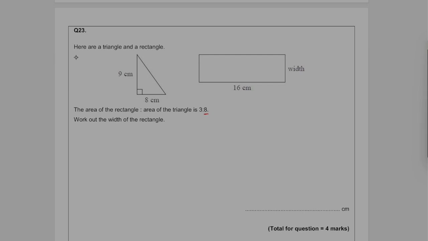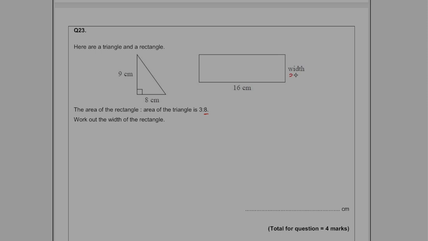Okay, question 23. Here are a triangle and a rectangle. We've got a triangle that is 9 by 8, and we've got a rectangle that is 16 by, we're going to call it x. The area of the rectangle to the area of the triangle is 3 to 8. Now, a bit of a confession. When I initially wrote this question, I got these two ratios the wrong way around, so this is actually a slightly harder question than I intended. But that's okay, we'll work it through.